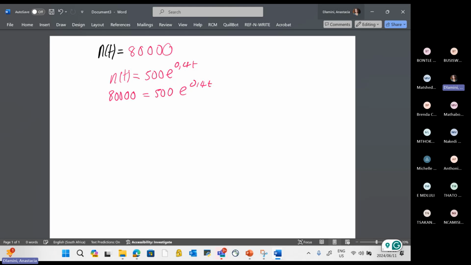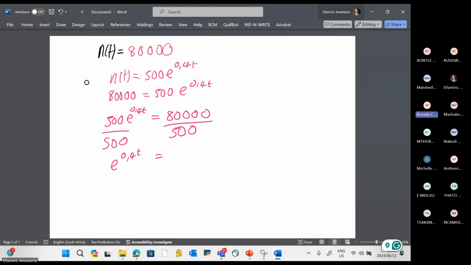You know me, I like writing the one I'm looking for on the other side. So 500 e to the power of 0.4 t is equal to 80,000. Then divide by 500. Then e to the power of 0.4 t is equal to... how many 500s are in 80,000? Just slash the zeros first.